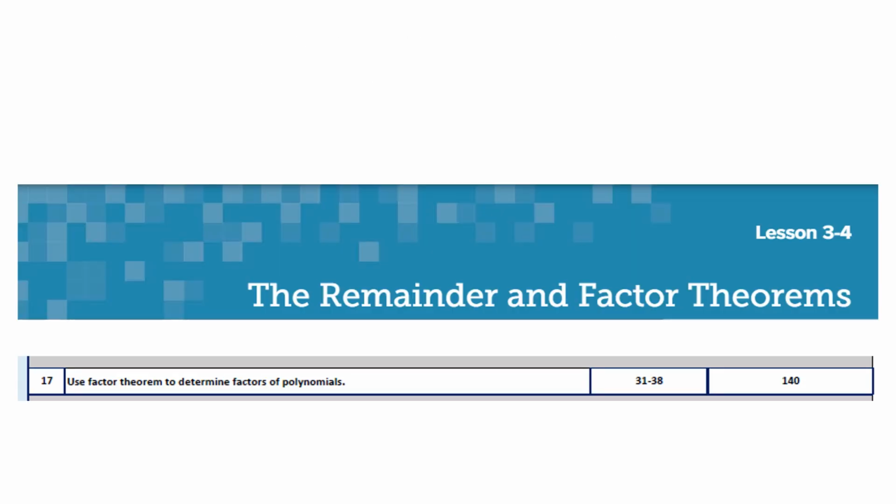So we'll begin with revising lesson 3-4 from your math book, the remainder and factor theorem. In this session, we are first starting with learning objective 17, where you use the factor theorem to determine factors of the polynomial. We are going to be solving questions 31 to 38 from page 140 of your math book. I will be solving a few questions for you and then give you time to try the multiple choice questions. Also, towards the end of the session, I will provide you the answer key for the questions and show you what kind of questions can be expected in the multiple choice exam.